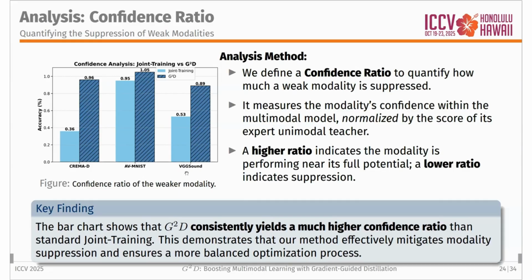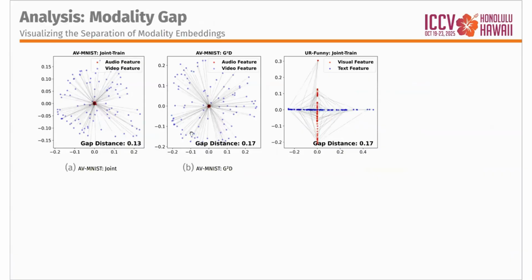For AVMNIST and VGGSound, we see similar cases. We achieve a higher confidence ratio compared to normal joint training. And this demonstrates that our method effectively mitigates modality suppression and ensures a more balanced optimization process.